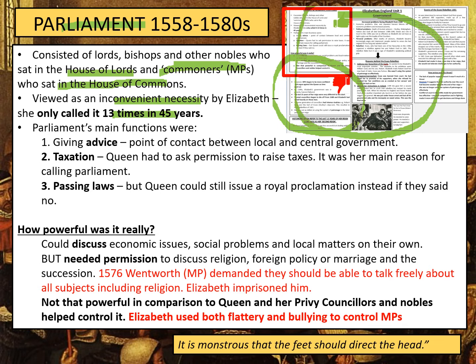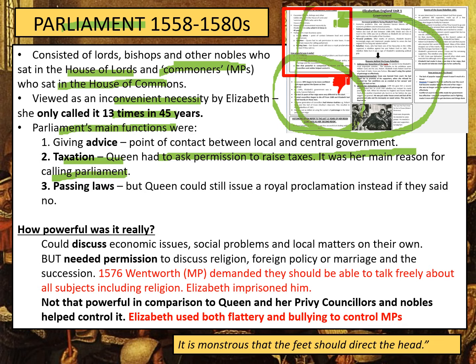Parliament's main functions were these three here, and therefore they did have a role that she needed to keep them for, particularly this idea of using them to raise taxation, because the Queen had to ask the permission of Parliament in order to raise taxes, and it was her main reason for calling Parliament, and was responsible for most of the time she called it in 45 years.